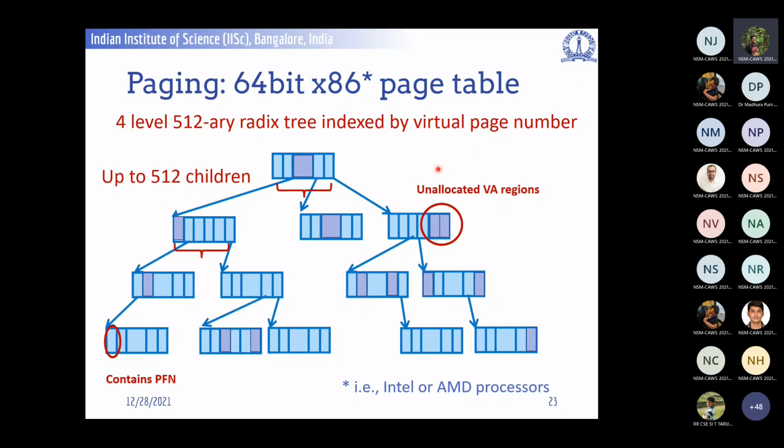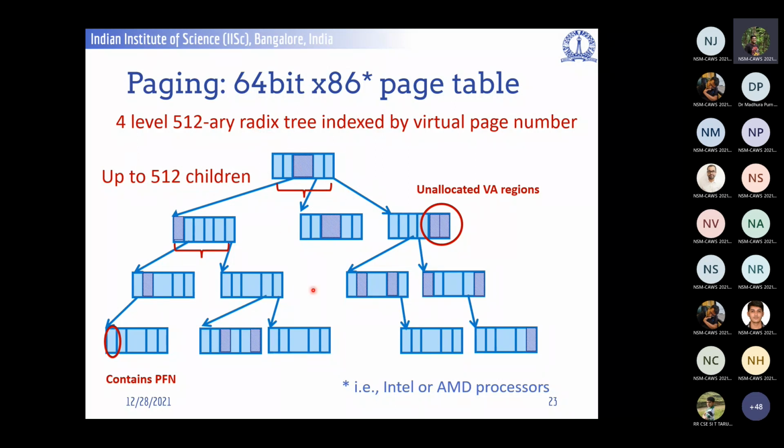Okay, going back here. So how the page table structure looks, the typical page table structure, say for x86, which is Intel or AMD processors, is a 4-level tree structure with 512 array, meaning each node can have up to 512 children. And this is a radix tree structure indexed by the virtual page number.